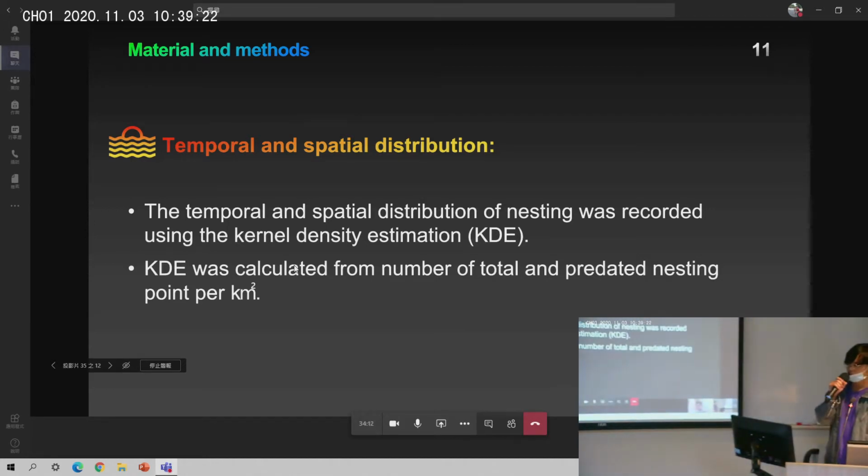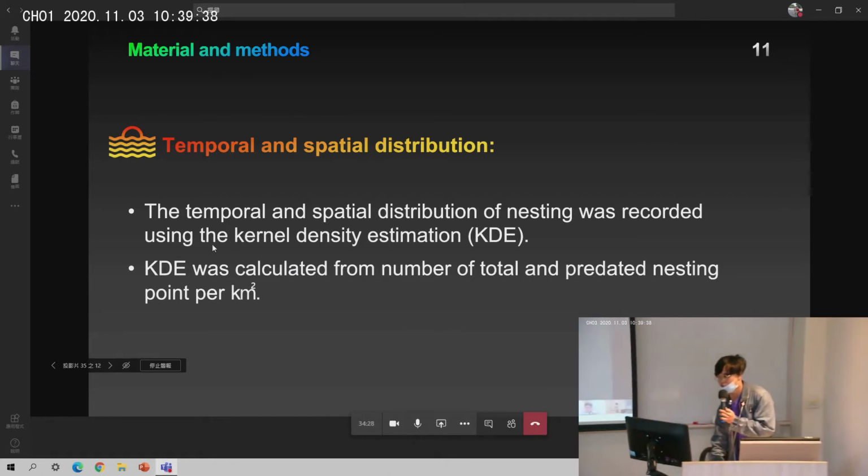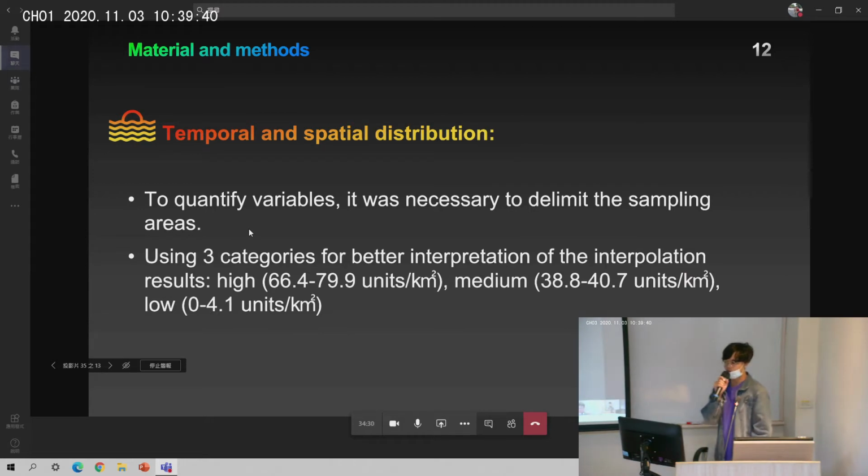The temperature and spatial distribution of nesting was recorded using kernel density estimation, also known as KDE. KDE was calculated from the number of total and predated nesting points per square kilometer. To quantify variables, it was necessary to delimit the sample area, otherwise the information would be too big. We used 3 categories for better interpretation of the interpolation result: high, medium, and low.